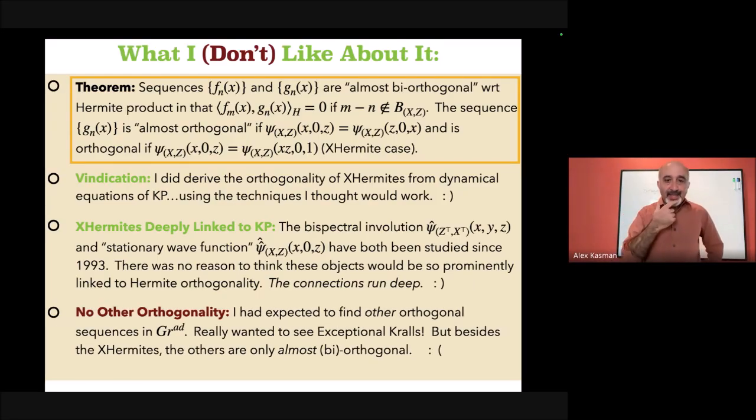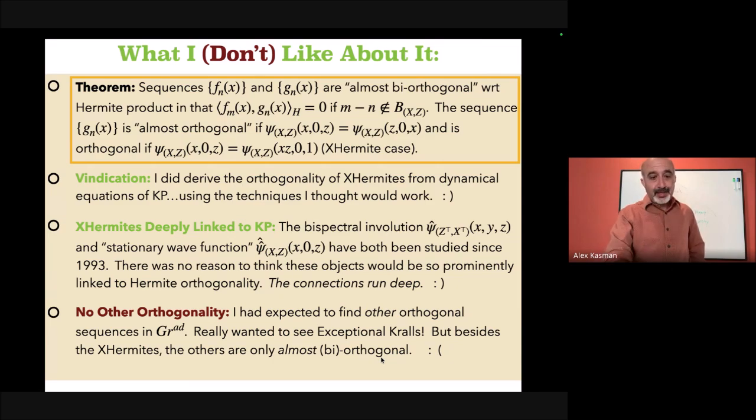What I don't like about it is I was hoping that some of those other points in the adelic Grassmannian would give me other orthogonal sequences. For example, secretly I was hoping I was going to find exceptional Laguerre. There were all these many points. I thought maybe one of them or all of them or something would give me exceptional Laguerre, but all the other points in the Grassmannian, other than the ones that are exceptional Hermites, give you either almost orthogonal or almost bi-orthogonal sequences, never just orthogonal.